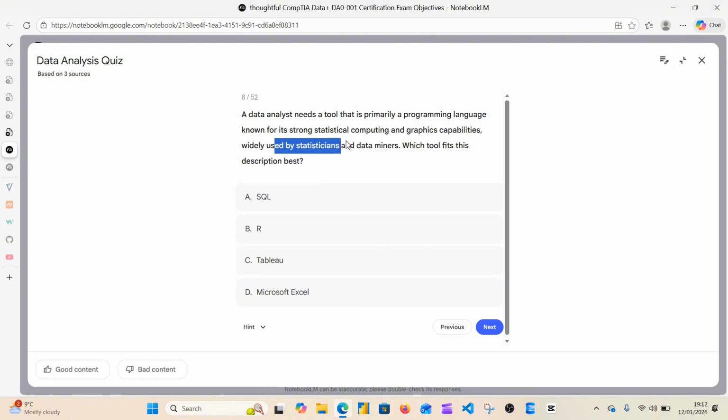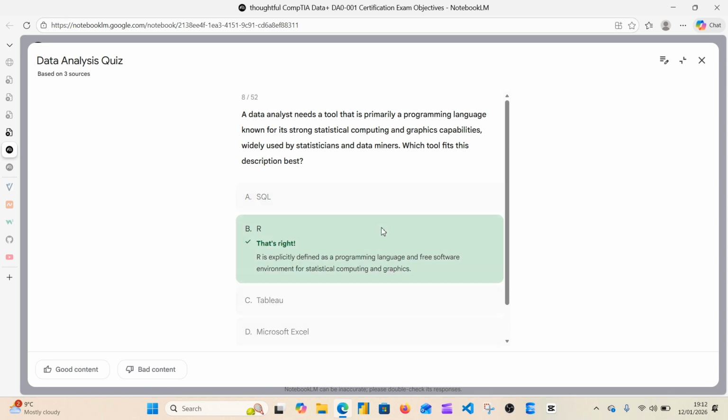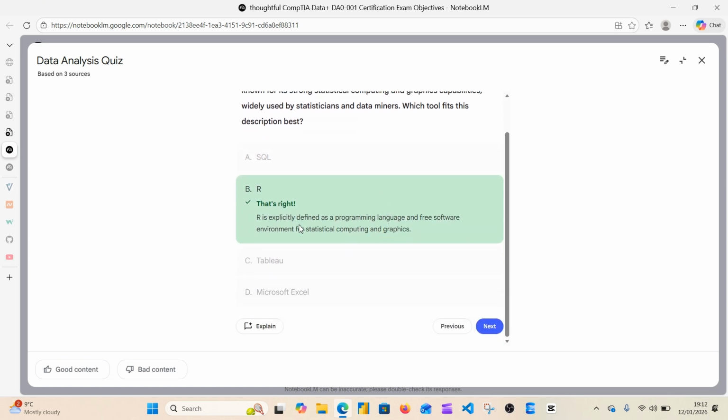Used by statisticians and data miners. Automatically, it's not SQL. It has to be R. It's not the others. This is a visualization tool, and this is a spreadsheet tool. So I'm going to go with R. There we go. R is explicitly defined as a programming language and free software environment for statistical computing and graphics.